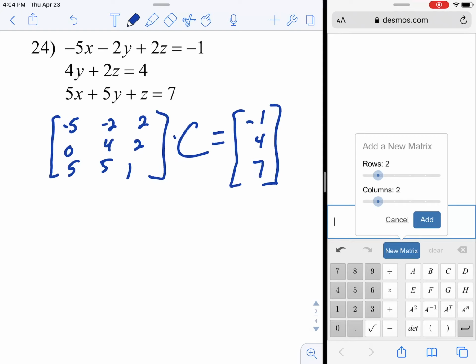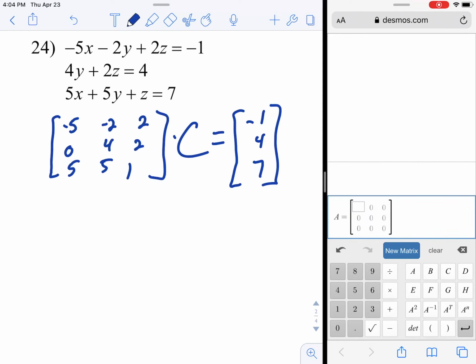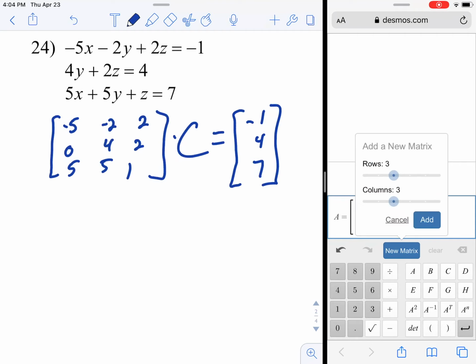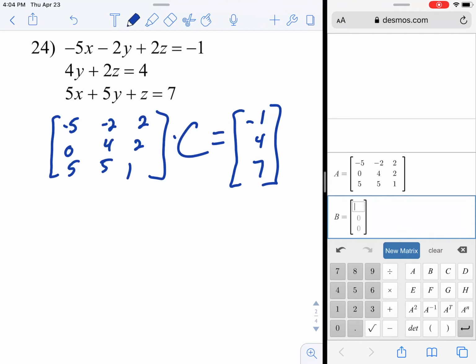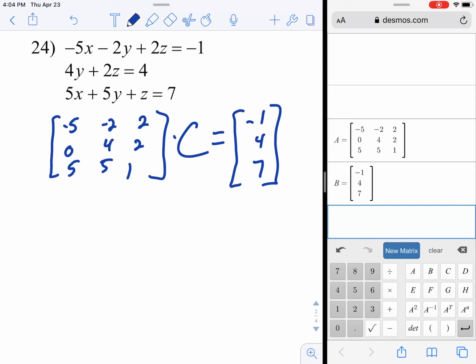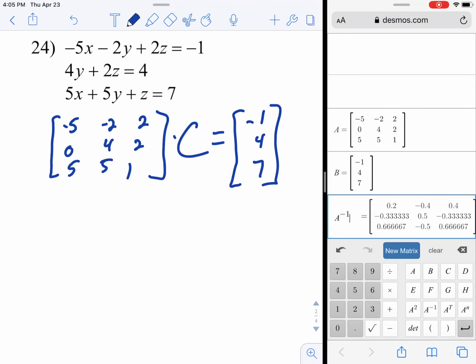And so, new matrix, 3 by 3. I need to type in -5, -2, 2. 0, 4, 2, 5, 5, 1. New matrix. This one is 3 rows, 1 column, 3 by 1. Type in -1, 4, 7. Hit enter. Now I'm supposed to do A inverse times B.